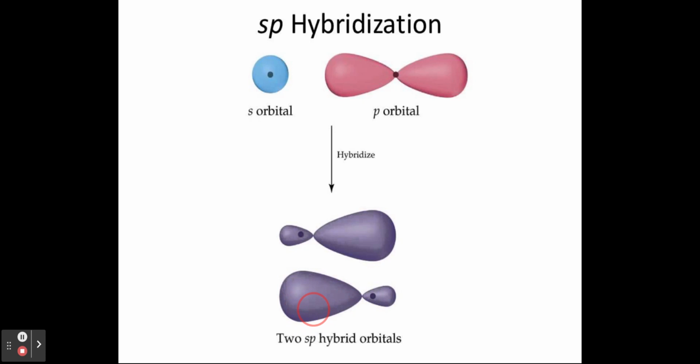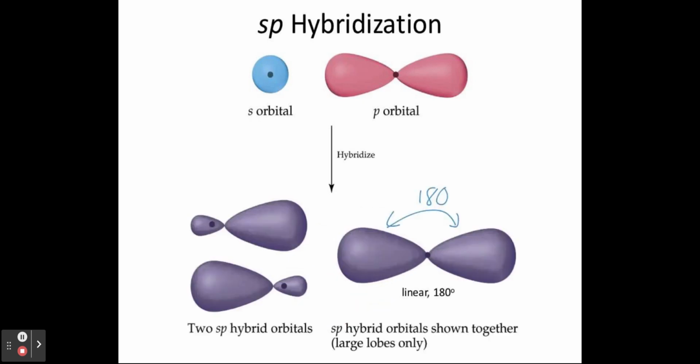And again, using VSEPR theory, the electrons want to repel each other, and they're going to try to get as far apart as possible. Depending on the number of hybrid orbitals you have, that will determine the shape of your molecule. So here we have two hybrid orbitals. The electrons occupying these orbitals are going to want to be as far apart as possible.